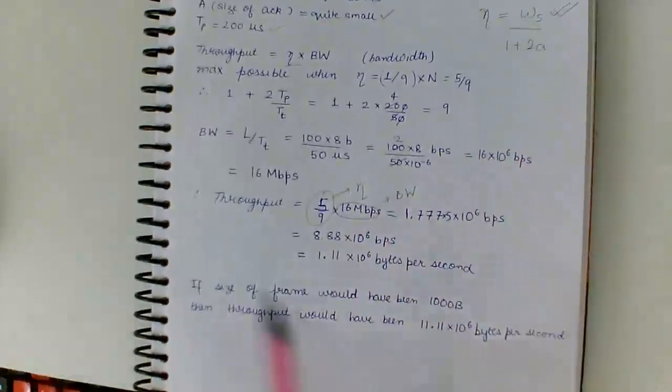There is also another variation of this question where the size of the frame is given as 1000 bytes, for which the throughput will be 11.11 into 10 to the power 6 bytes per second.